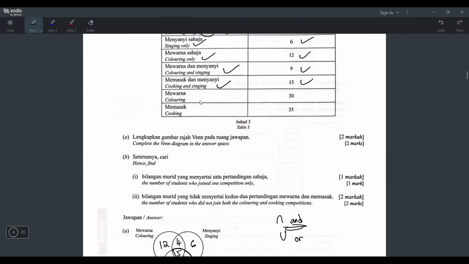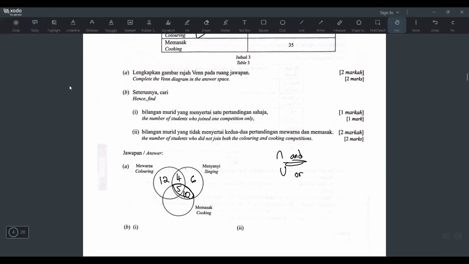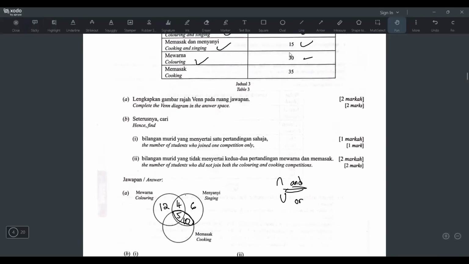Okay. Next one is coloring 30. Okay. Coloring 30. So what it means is dia tak cakap only ya. Dia just cakap coloring 30. So they never say only. It means if they never say only, it refers to the whole circle here, the coloring whole circle here. So what we can do is take 30 minus 12 minus 4 minus 5 to get the value here. So if you tekan semua, you will get 9.